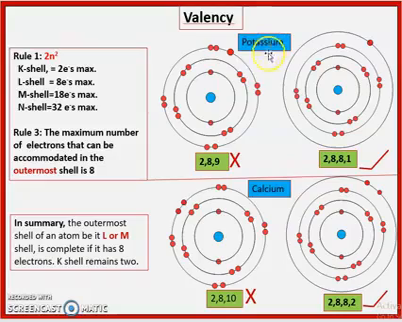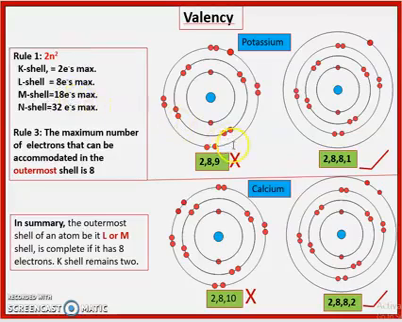Let's use potassium as an example. This is potassium atom, and potassium has 19 electrons. Let's look at the arrangement. Someone will say, okay, since potassium has 19 electrons, the K shell takes 2, the second shell takes 8, making it 10. So we have 9 left. Now the third shell takes 9 because the third shell can take a maximum of 18 electrons.